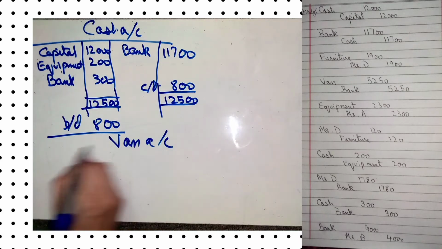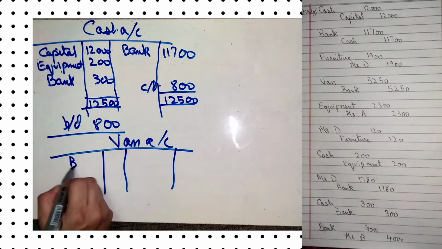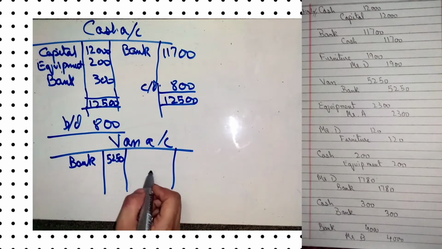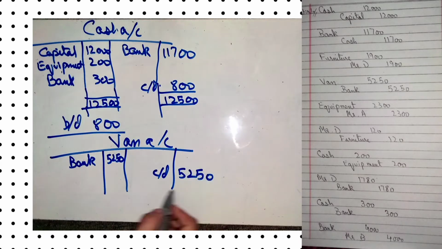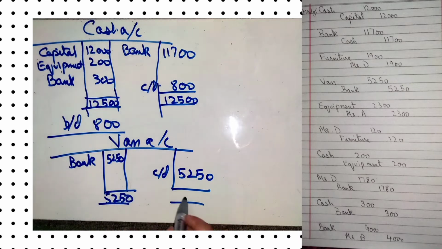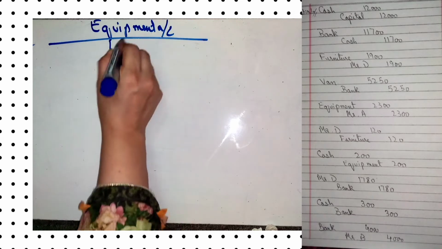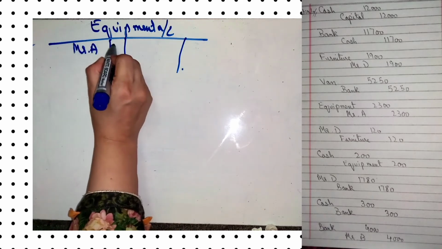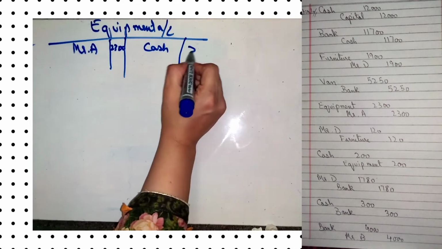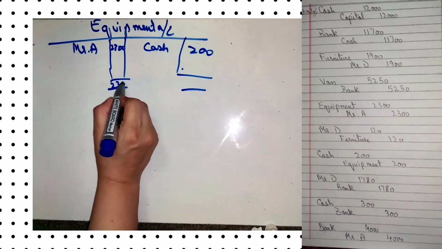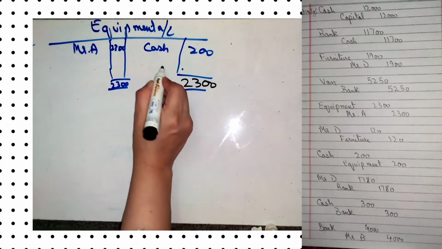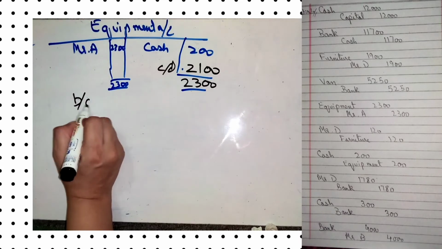Now the van account. There was only one entry. Now balance carried down, which is 5,250, the grand total, and brought down on the debit side. So in the trial balance, van is also going to be on the debit side. Now the equipment account. Mr. A 2,300 and cash 200. Now carried down is going to be 2,100 and brought down is going to be 2,100.